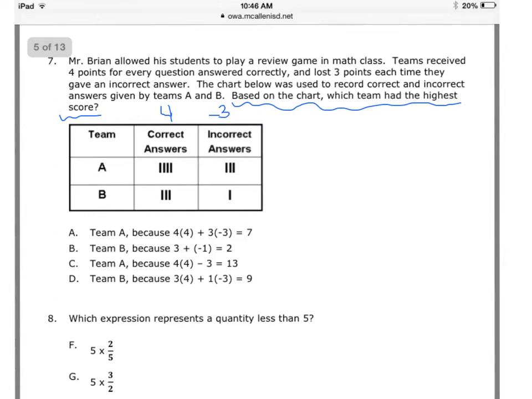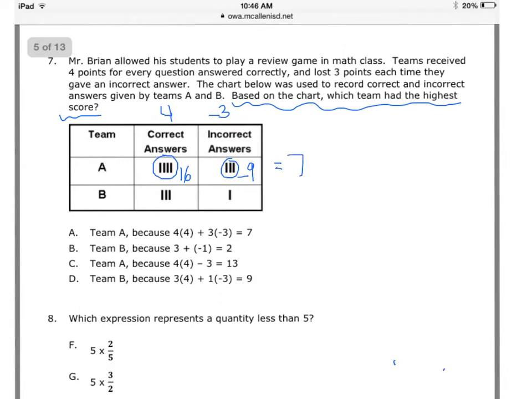Okay, so how many points are here? There's 4 points for each one, and there's 4 tally marks. So 4 times 4 is 16. So they gained 16 points, but then what ended up happening? They lost 3 points for each one, and there's 3 incorrect answers. So negative 3 times 3 is negative 9. They lost points here. If you had 16 and you lost 9, where does that put you? That puts you at 7.